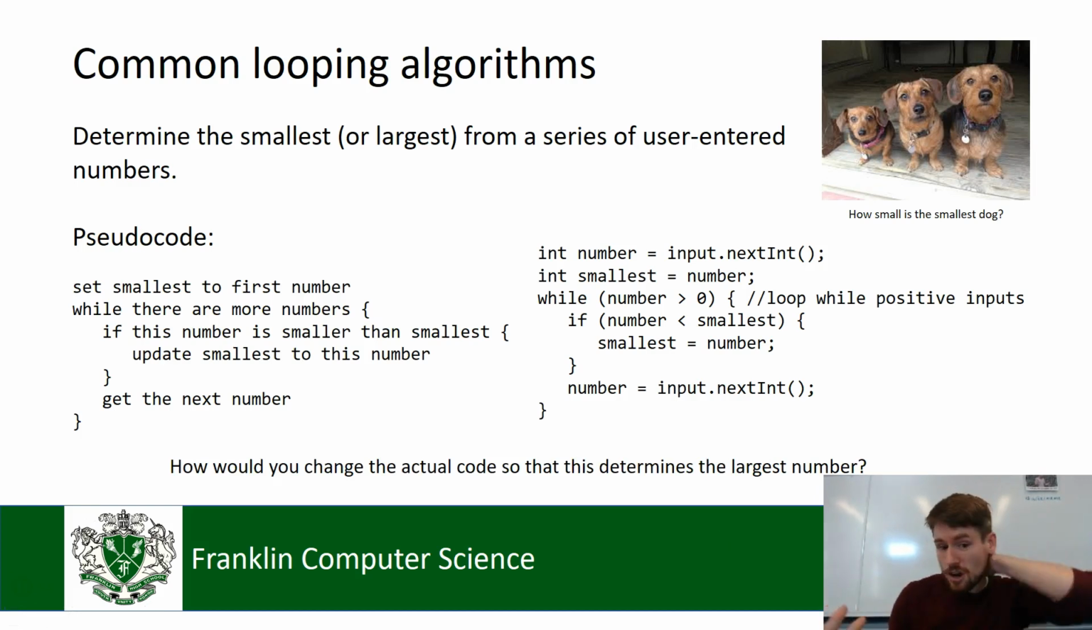How would you change the code so that this determines the largest number? So I'll let you think about how that would change. It's not too different. It's basically the same algorithm. You assume the first number is the biggest number, and then if you find a bigger number, you update biggest to that number.